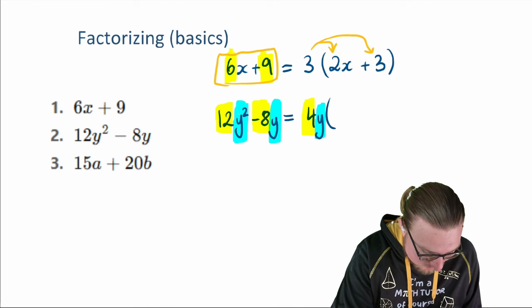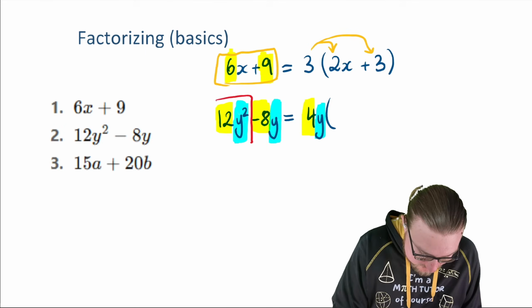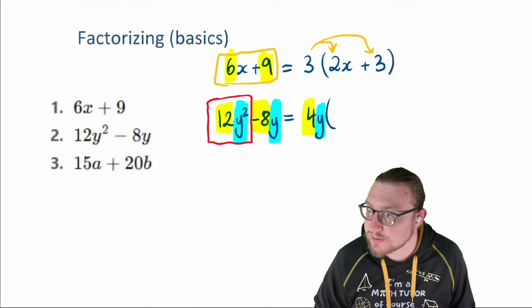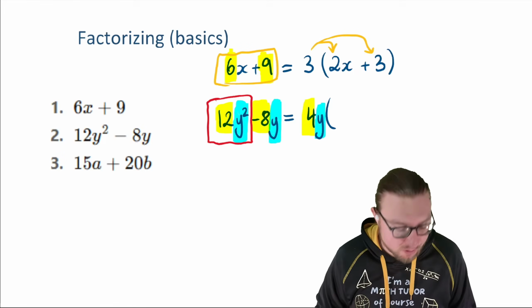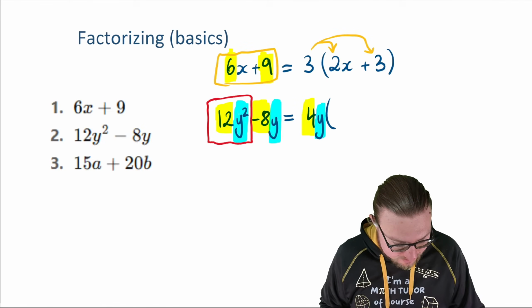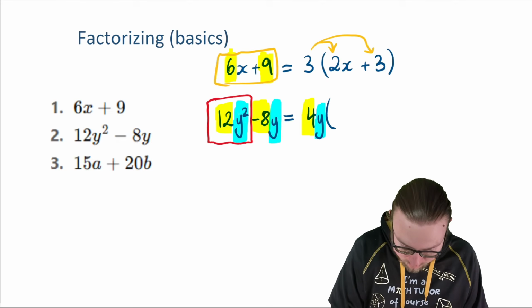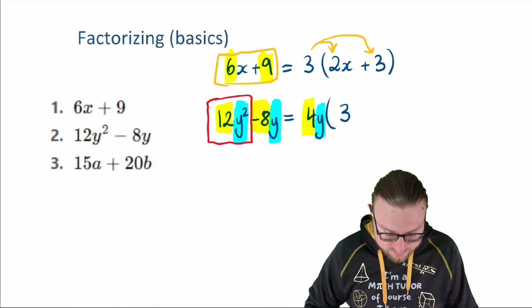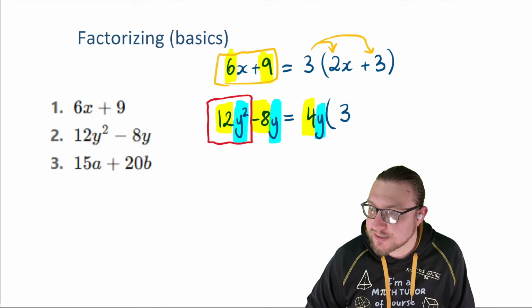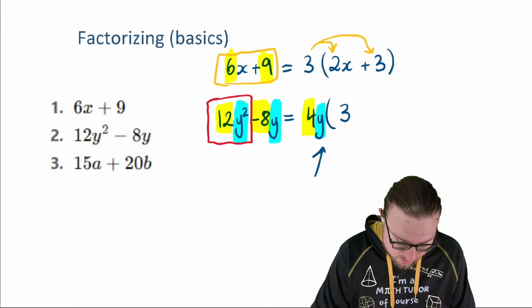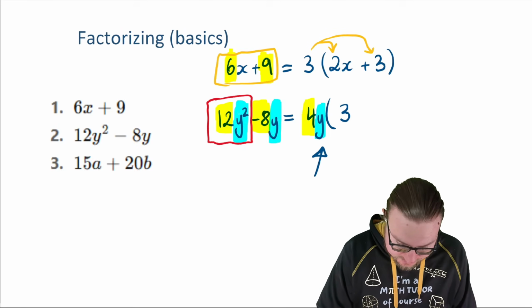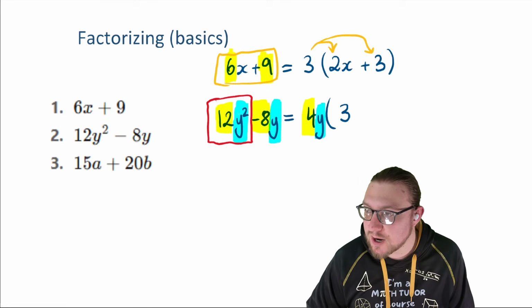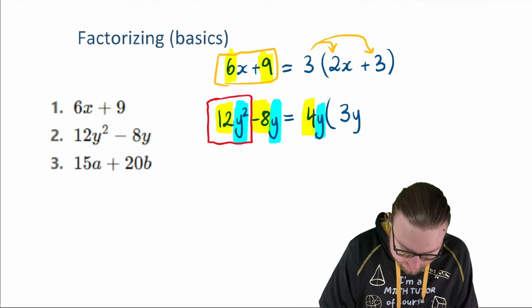So if we have our first term over here, 12y squared, and we're dividing it by 4y, well, let's do the numbers first. 12 divided by 4 gives us 3. And we have a y squared, and we're getting rid of a y. We have a factor of y outside, so technically one of the y's goes away. So we're left with just one more y.